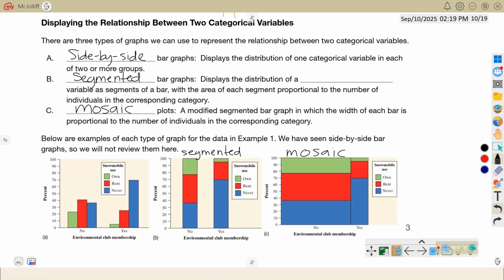Yes, Katie? Good. If I read across, the percentage here for the no's who never used a snowmobile is the same as the percentage here for the no's who never used a snowmobile. Those segments are the same height for each category. Yeah. How are they different?